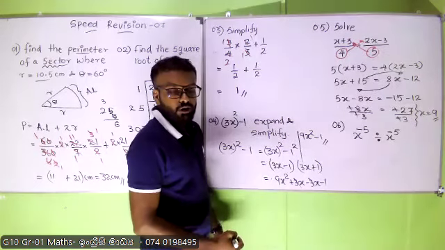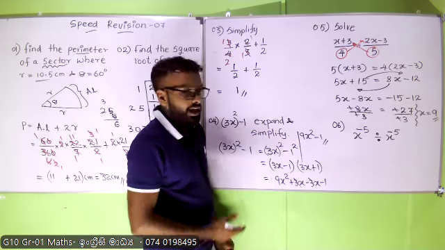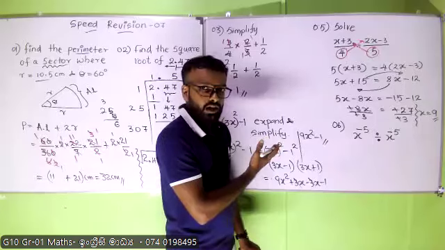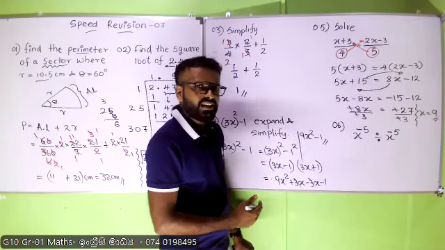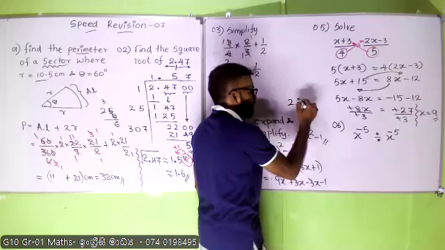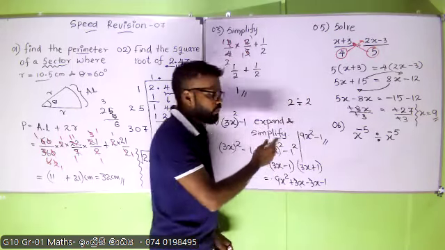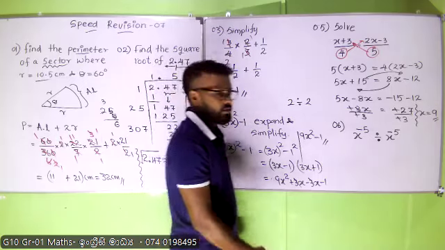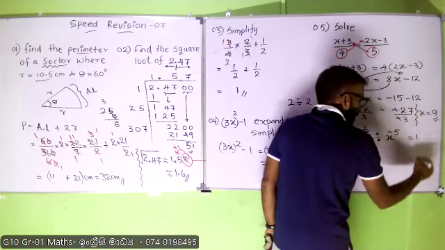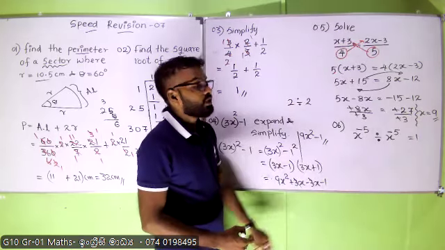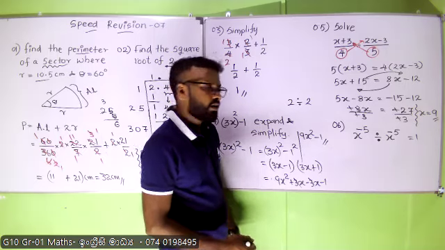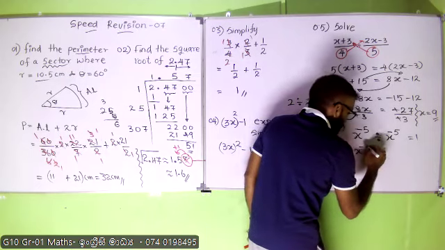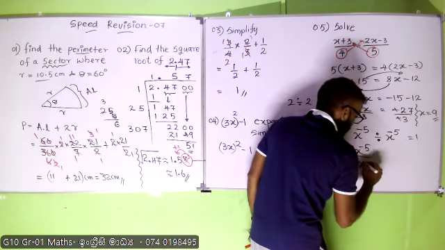Now, the picture: apple divided by apple. The answer is what? 1. By looking at this one, at once you can tell that this is something divided by itself, like 2 divided by 2, which is 1. At once you can write down the answer. Alright? If you use the laws of indices, how are we going to do that? This one can be written as x to the power negative 5 divided by x to the power negative 5.